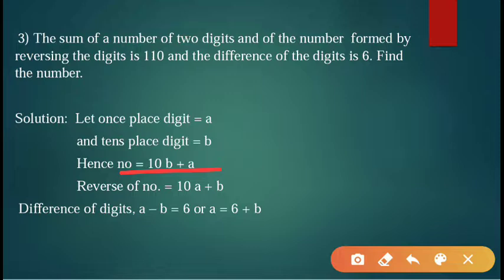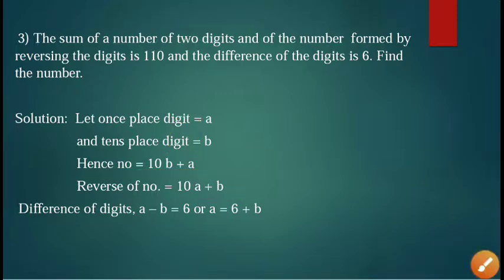So what will be the reverse number? Reverse number means in the place of b you write a, and in the place of a you write b. You just reverse the unit digit and the tens digit. Reverse means changing their positions. So the reverse number will be 10a plus b. In the place of a you write b, and in the place of b you write a.